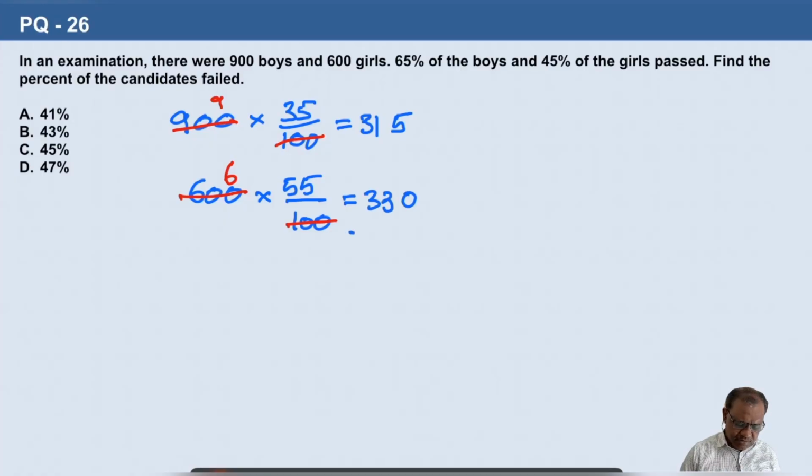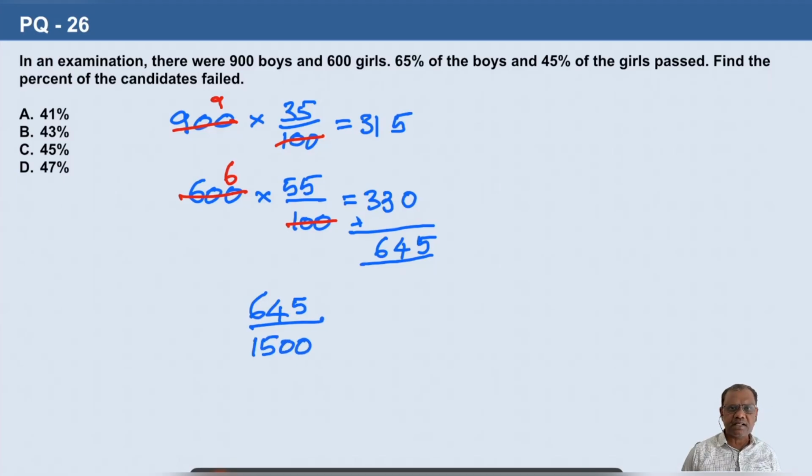So total number of students failed. Add them. 5, 4, 6. 645 students failed the examination out of 600 plus 900, that is 1500. Out of 1500, 645 students failed the examination.